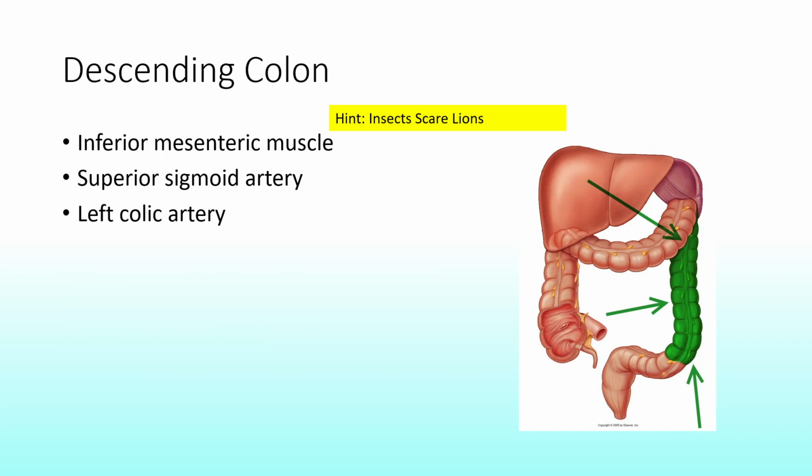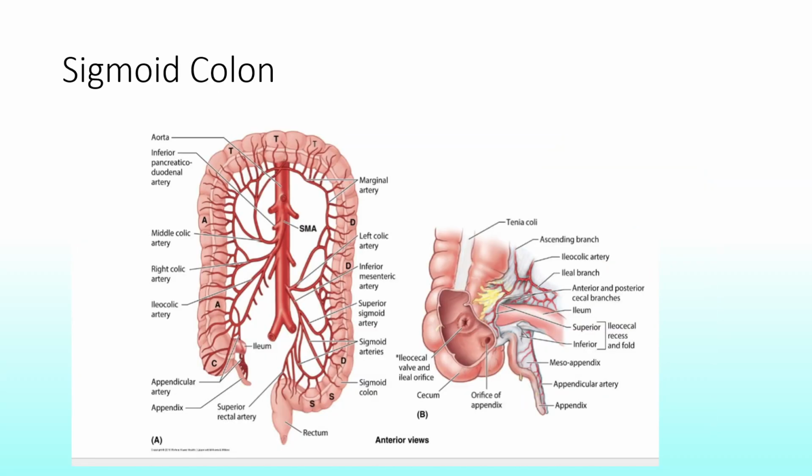Now let's talk about the descending colon. So we have the inferior mesenteric artery, which gives the superior sigmoid artery, which supplies the descending colon, as well as the left colic artery. So another hint: "insects scare lions." Here's a large image of the large intestine, and I want to particularly focus on the sigmoid colon here because it has a lot of arteries. The sigmoid colon is supplied by the sigmoid arteries, which are branches of the inferior mesenteric artery.